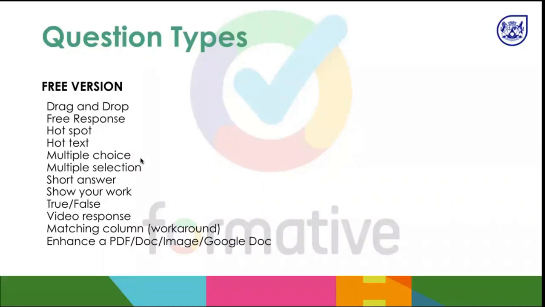So multiple choice means that there's only one correct answer option in the list. Multiple selection means you can, for example, make five statements and tell the learner to select the three correct statements. Short answers, show your work. Now, show your work, the name of that question type has actually just recently, I think this week, changed to drawing. So literally with every kind of question, you can create a drawing space, all right?